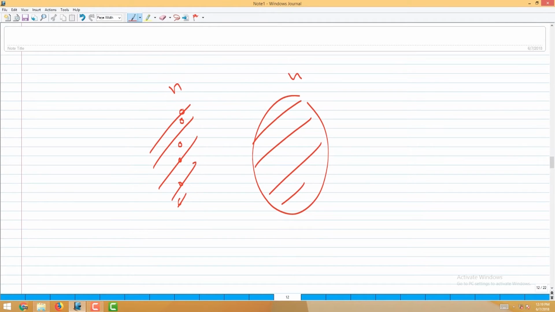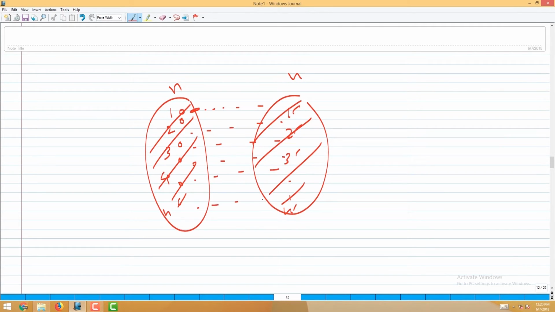So this I can call 1, 2, 3, 4, like that, n, and this is 1 dash, 2 dash, 3 dash, n dash. And then, see, the only thing which is missing is the missing edges: this 1 to 1 dash, 2 to 2 dash, 3 to 3 dash, 4 to 4 dash, n to n dash. All other edges will be there. Okay.